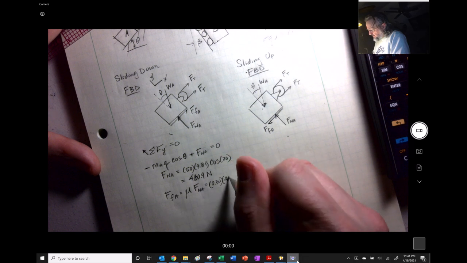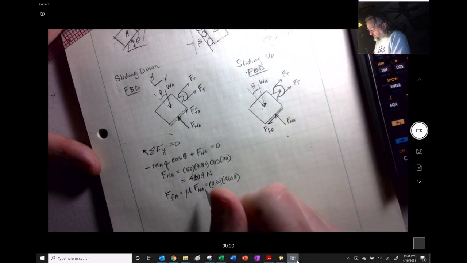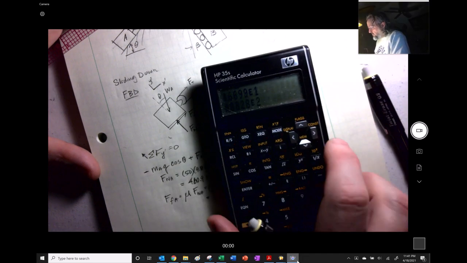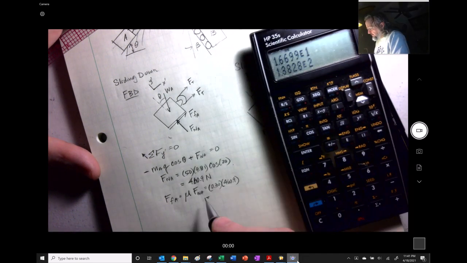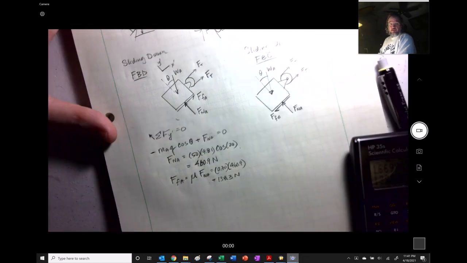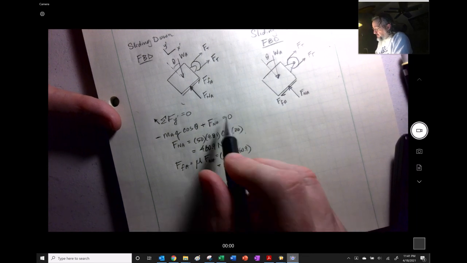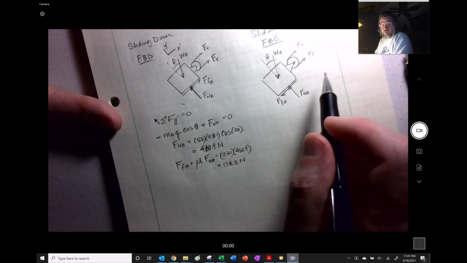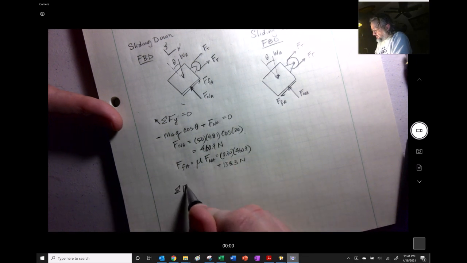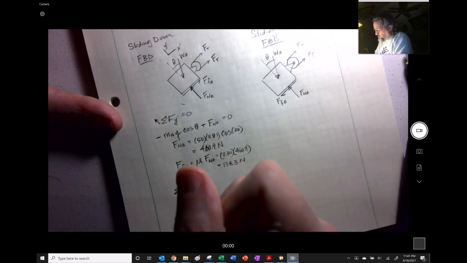So my F_FA is going to be equal to mu times F_NA, or the coefficient of friction of 0.3 times 460.9, and that's 138.3 newtons. This is actually going to be the same thing for over here. Nothing over there changed. So we take the sum of the forces in the x prime direction.